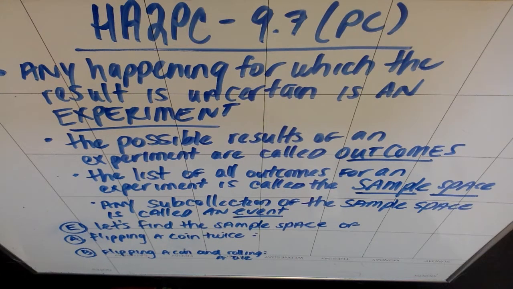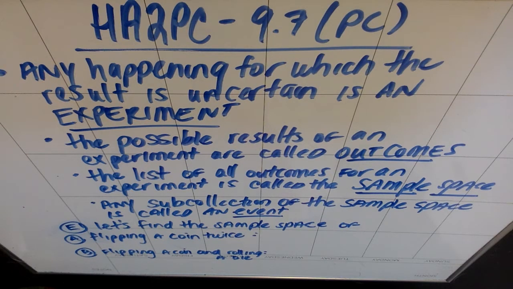Any happening for which the result is uncertain is called an experiment, right? So an easy example of this is I flip a coin. When I flip a coin, it could land on heads or tails. So the outcome is uncertain. That's called an experiment. The possible results of this experiment are called outcomes. So in that analogy, one outcome would be heads, the other outcome would be tails.